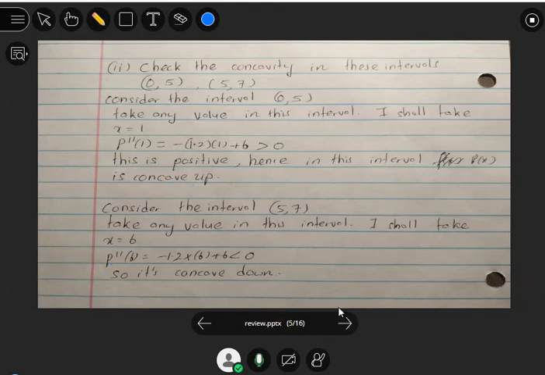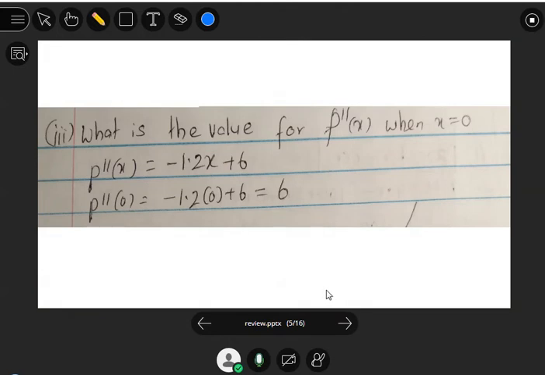I think the third part is a super easy one. It is asking what is the value of p double prime of x when x is equal to 0. You have already found the second derivative. Then you need to plug 0 into this given function. After plugging in, this part becomes 0 and the remaining part is this one, so it is 6.